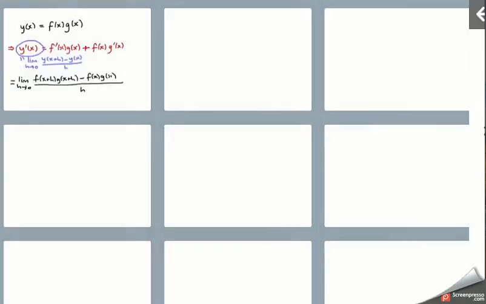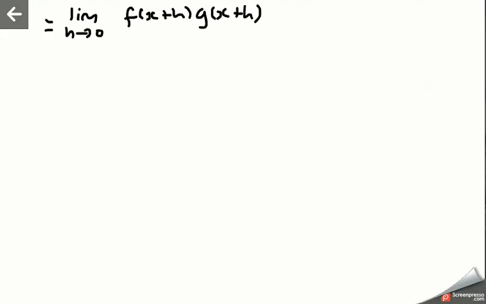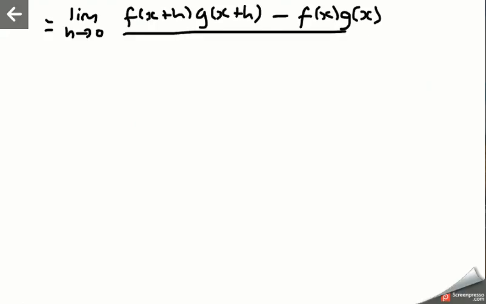Let's go to a new board. Now let's just write out where we were. So we're still equal to the limit as h gets closer and closer to 0 of f of x plus h times g of x plus h, minus, that's y of x plus h minus y of x, which is f of x times g of x. And then we're dividing the whole thing by h.